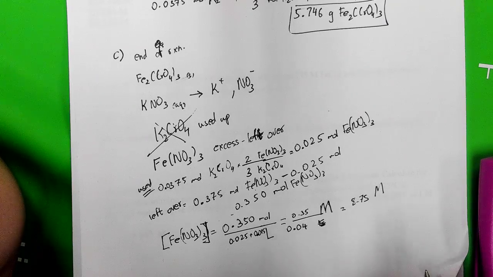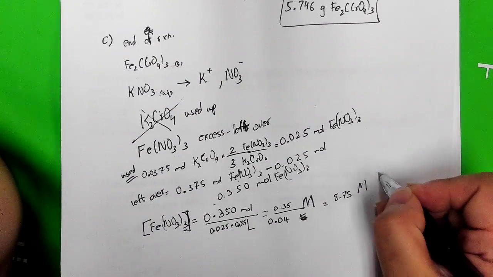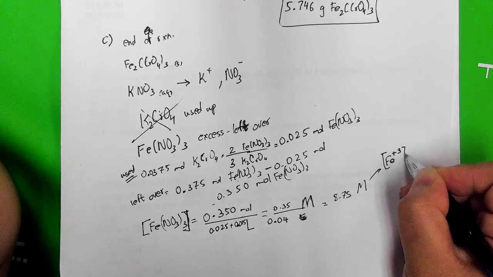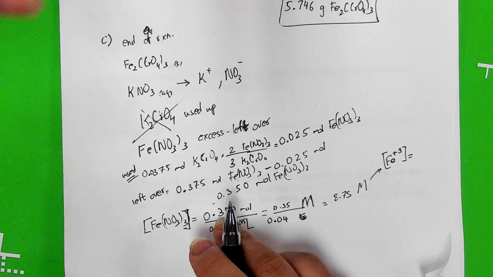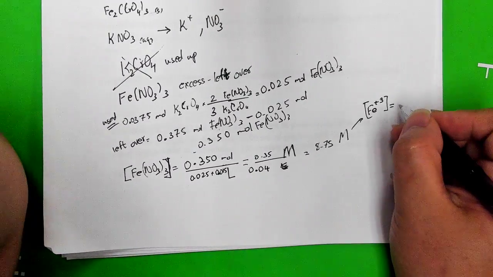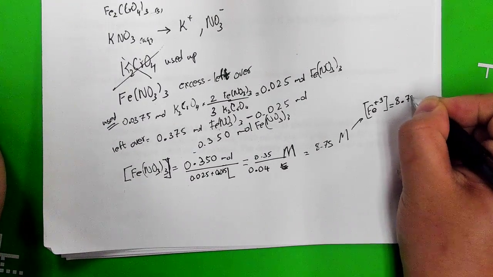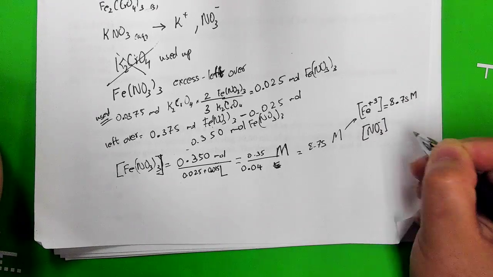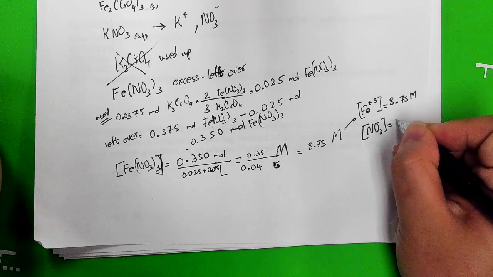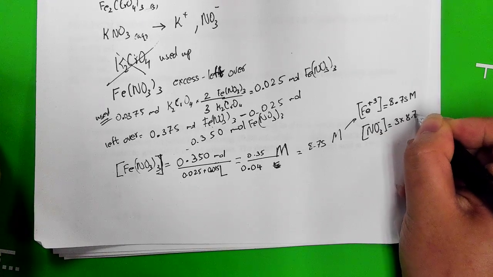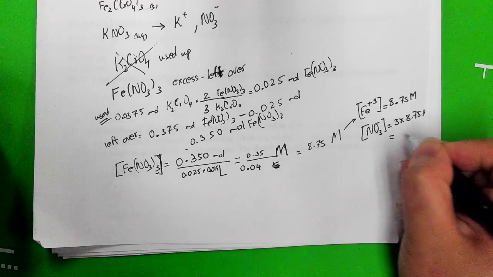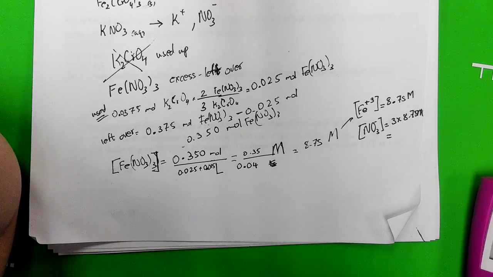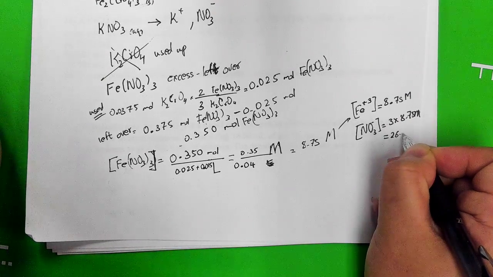Okay, now I'm going to find out the rest. From there, I can write out Fe3+. Since Fe(NO3)3 only has one Fe, it's going to be 8.75 M. Go to NO3 minus 1. Since there are 3 NO3, you're going to do 3 times 8.75 M. So you're going to get 26.25.